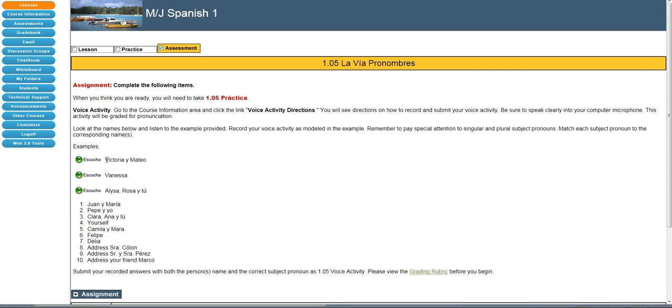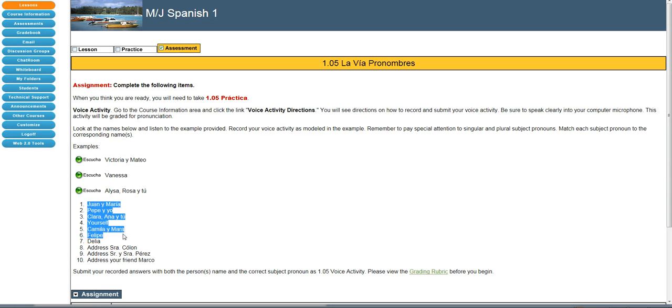It says, Victoria y Mateo, or you've got Vanessa, or you've got Alyssa, Rosa, y tú. If we were going to replace Victoria y Mateo with a subject pronoun, it would be the same as saying they. So we would use ellos. So what you would record would be Victoria y Mateo, ellos. Number 2 would be Vanessa. If you were going to replace that with a subject pronoun, it would be Vanessa, ella. And the last one, Alyssa, Rosa, y tú, it's the same as saying you plural. So it's saying you guys, okay? So we would say Alyssa, Rosa, y tú, and you would say ustedes.